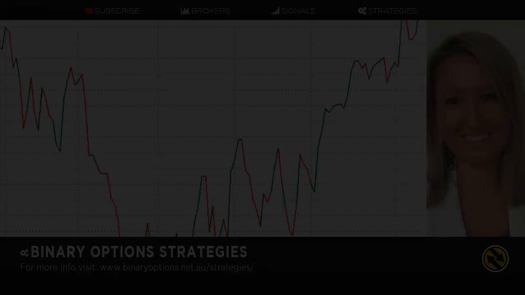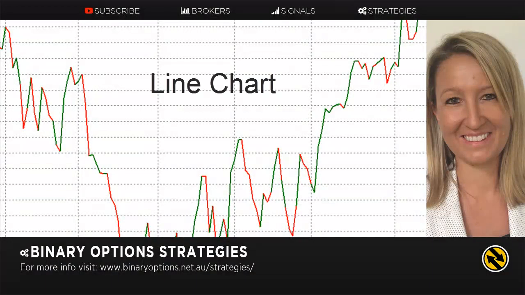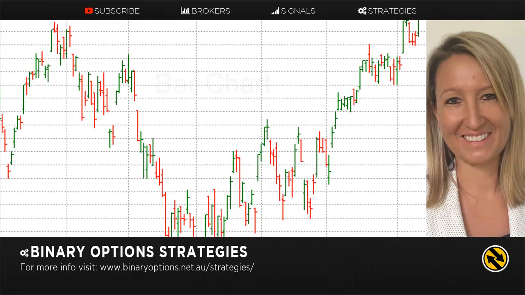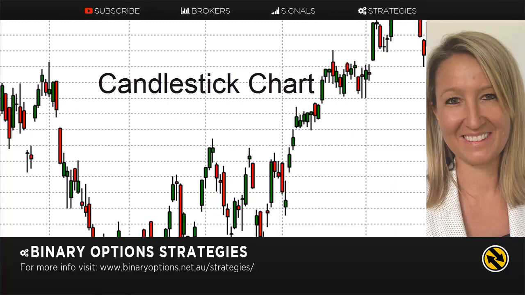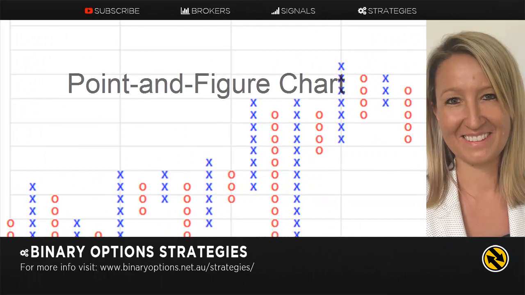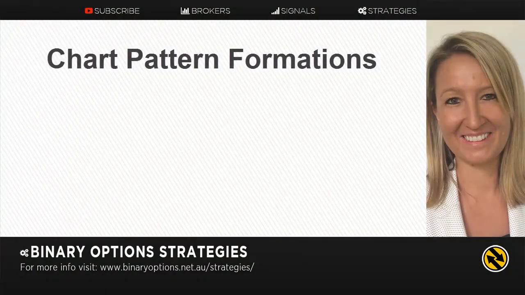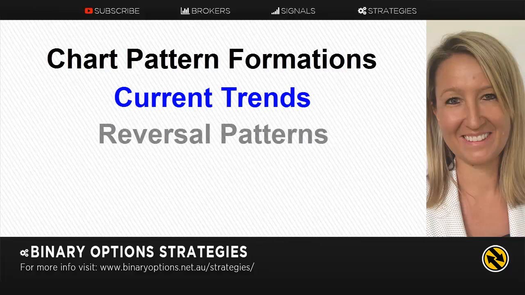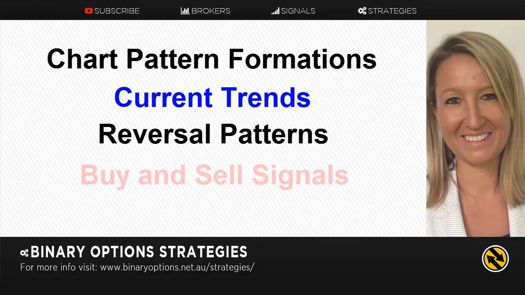There are four key price charts which all binary options traders should familiarize themselves with: a line chart, bar chart, candlestick chart, and a point and figure chart, all of which can display distinct chart pattern formations which traders use to identify current trends and reversal patterns which, along with technical indicators, can trigger buy and sell trading signals.